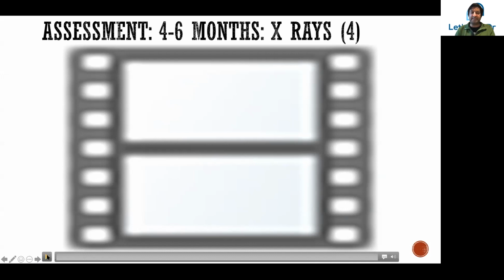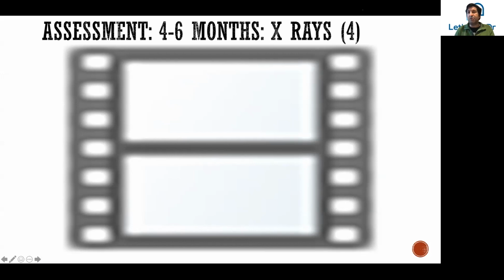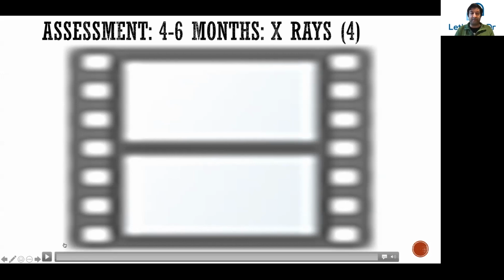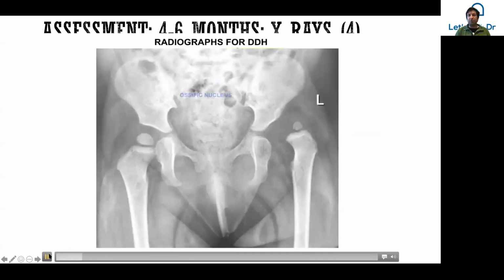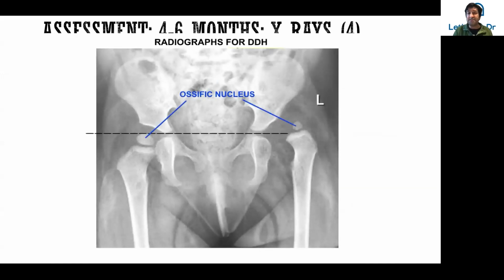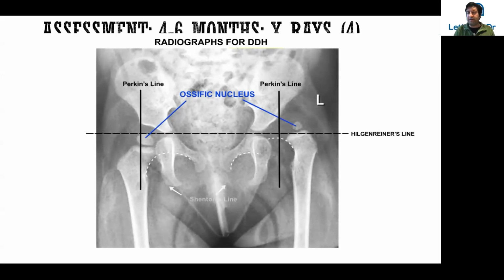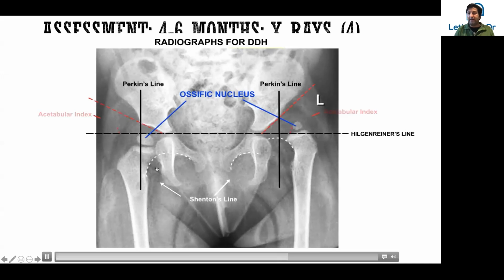Well, the next form of investigation is to do X-rays, and you're looking for 4 things on the X-ray. Okay, so the first thing you look at is the ossific nucleus. It's typically small in a patient with DDH. You can draw a line through the triradiate cartilage, which is called Hilgenreiner's line. You can draw a line basically perpendicular to the triradiate cartilage through the lateral part of the acetabulum, the upper lateral part, which is called Perkins' line. And these two together will form quadrants. And typically a normal head should sit in the inferomedial quadrant, which this one is here on the right.